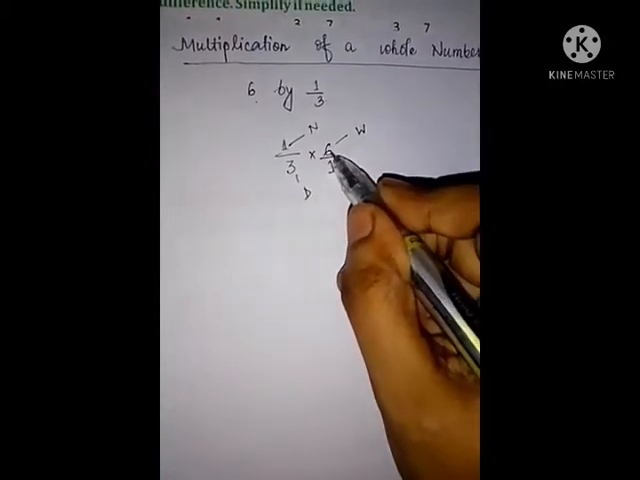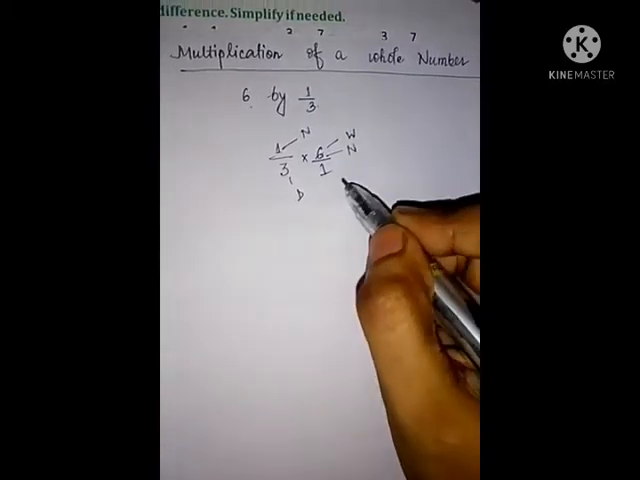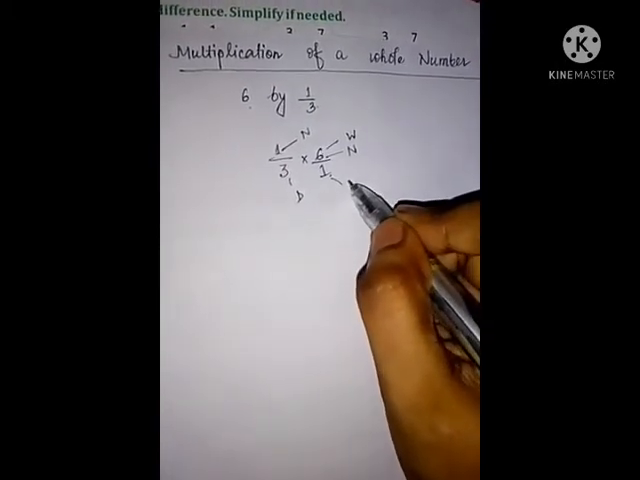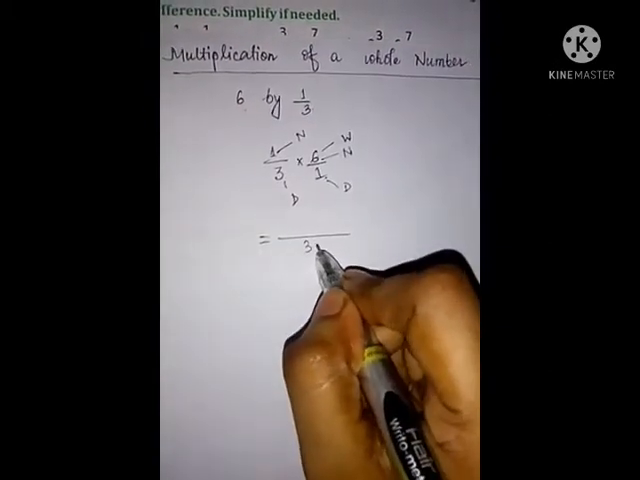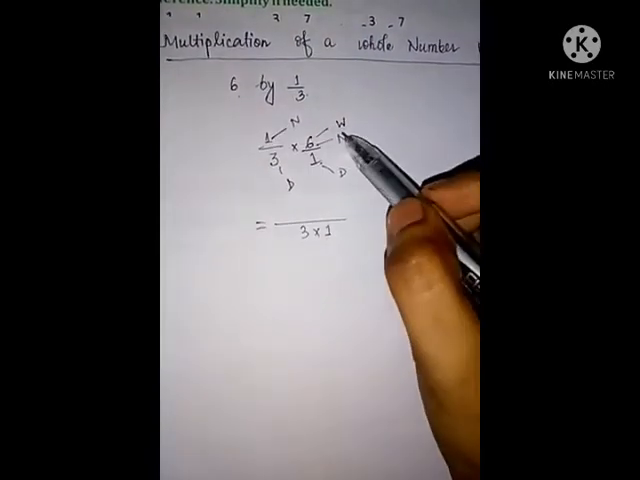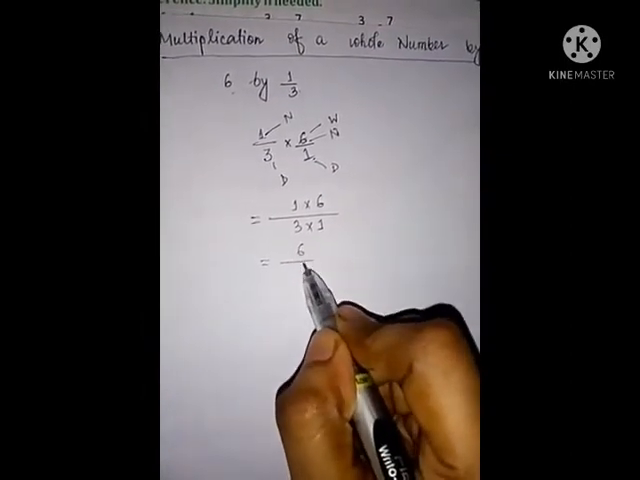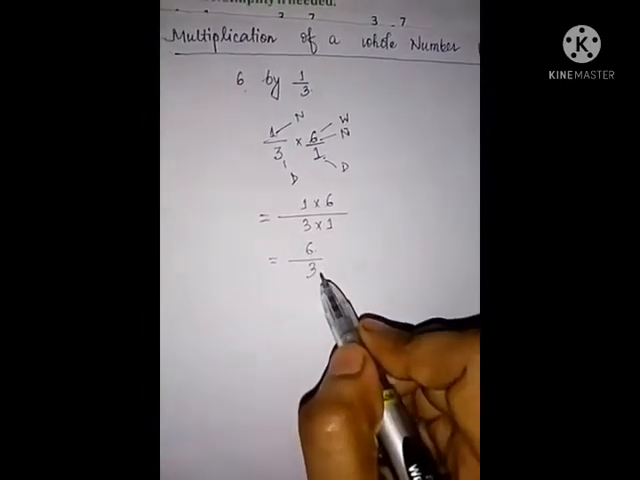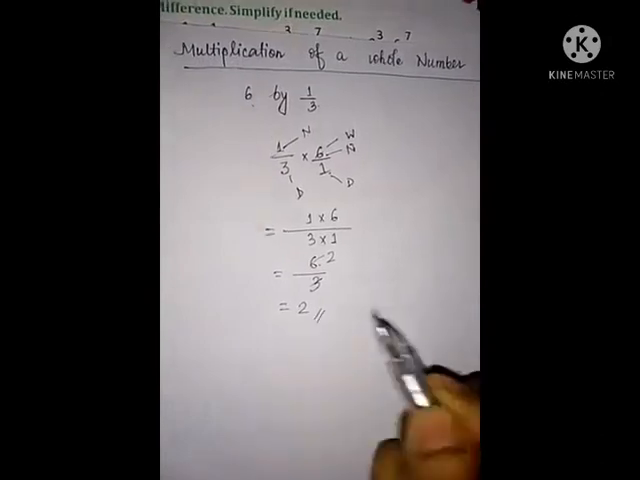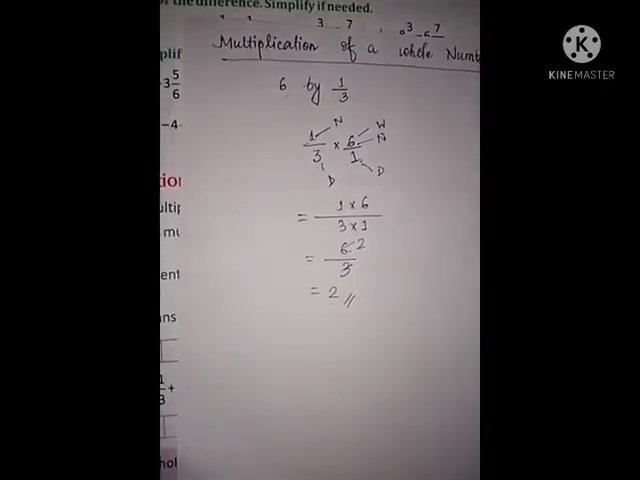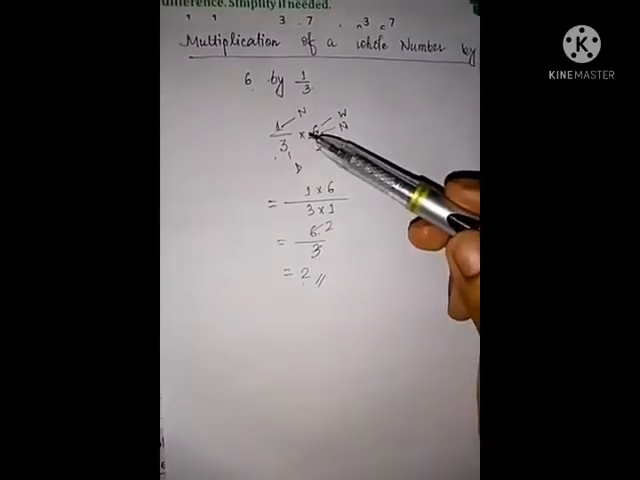Now see, here the whole number 6 is used as the numerator, and 1 is used as the denominator. So multiply denominator with denominator, 3 into 1, and numerator with numerator, 1 into 6. So the answer will be 6 by 3, and we know 6 is divisible by 3, right? 3 2s are 6. So the answer is 2. Understand? That is how we can multiply a fraction and a whole number.